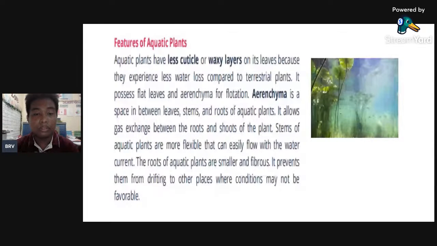So the roots of aquatic plants are smaller and fibrous. It prevents them from drifting to other places where condition may not be favorable. Because of their smaller and fibrous roots, it will help them prevent drifting to another place if the weather condition is not good. So katong roots nila, it will help them nga dili sila ma-drift into another places. Kung i-compare nimo ang roots sa aquatic plants, smaller siya i-compare nimo sa mga terrestrial plants.